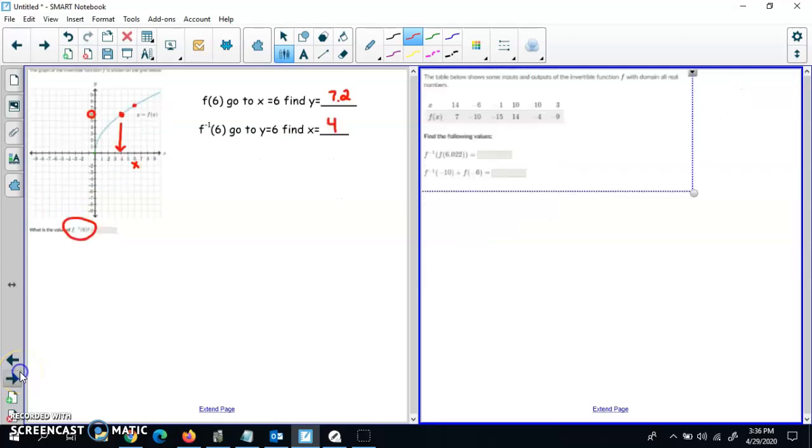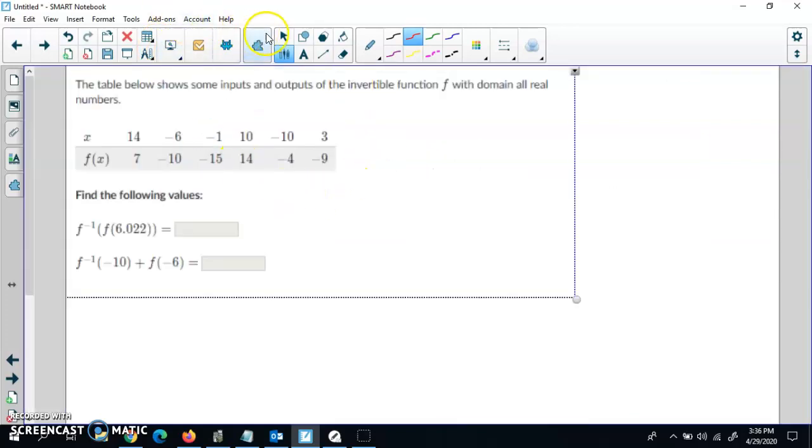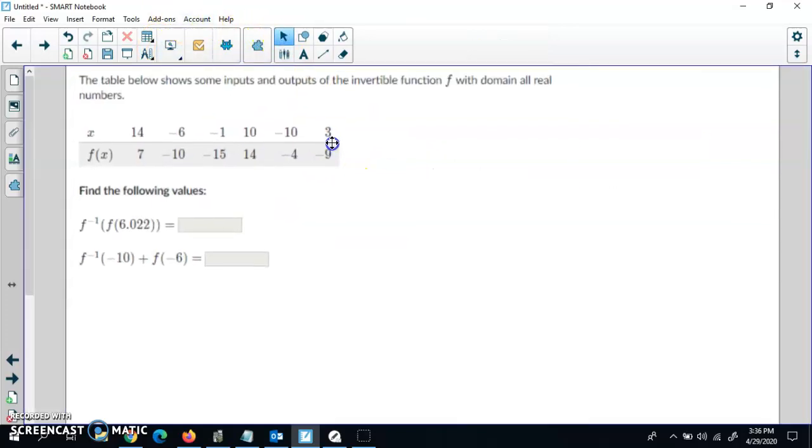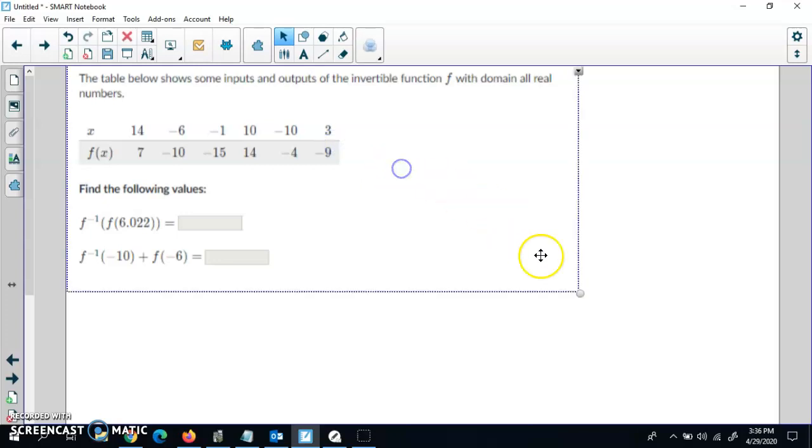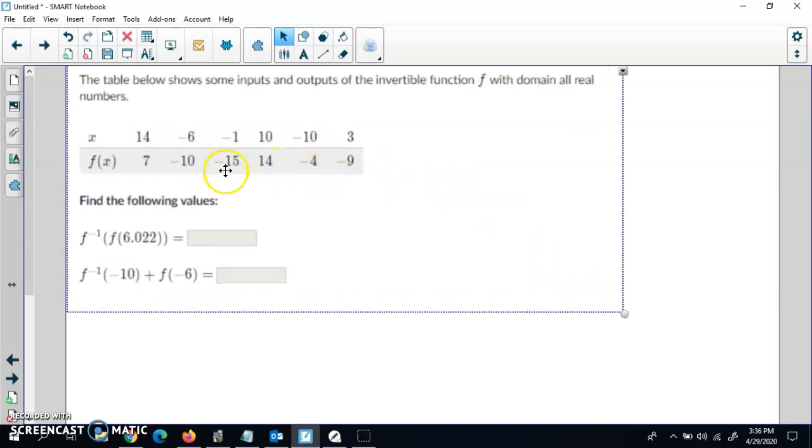All right, let's take a look at the last one, this table one that we had questions with. So here it is. The table below shows some inputs and outputs of a function f. This is what we have, and we have to evaluate each of these. So find the following. Man, what is that 6.02 doing there? Well, the domain of all real numbers, f inverse of f inverse of 6.2.